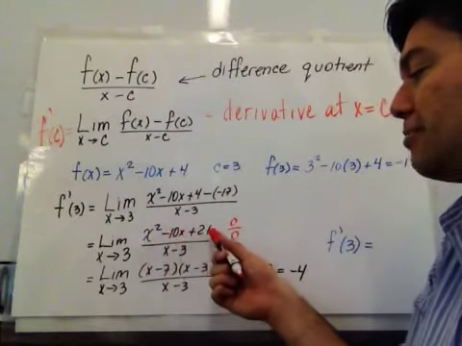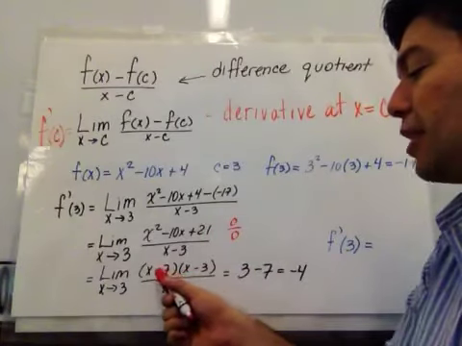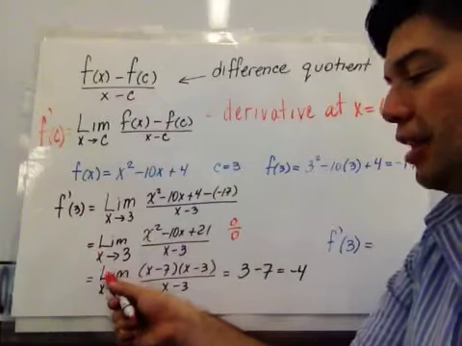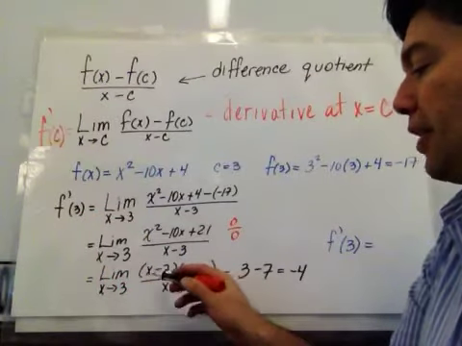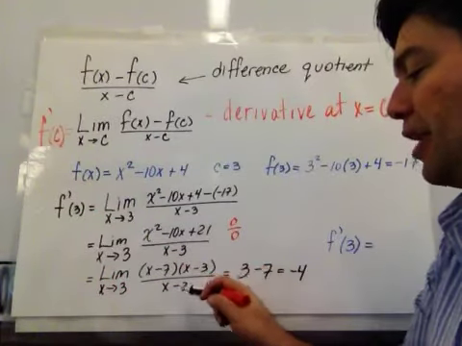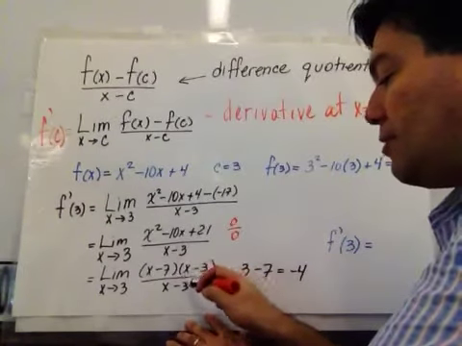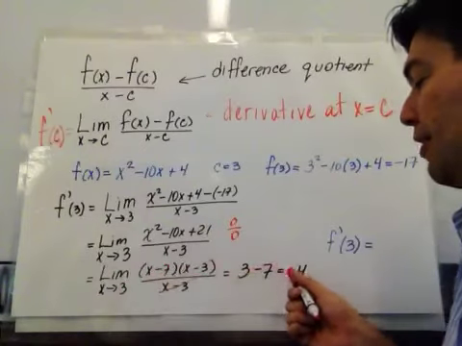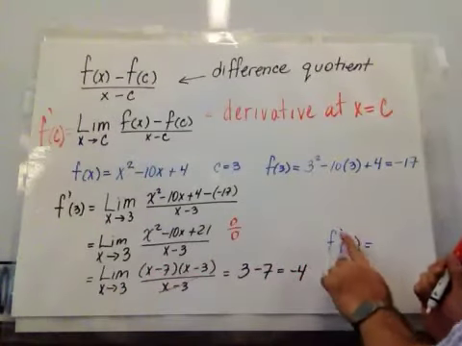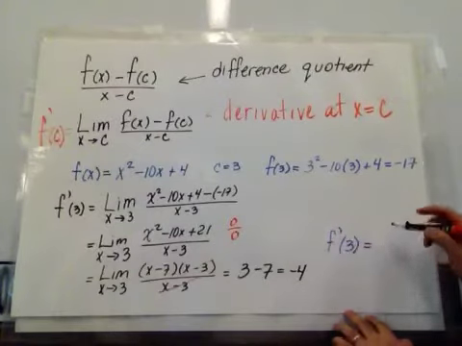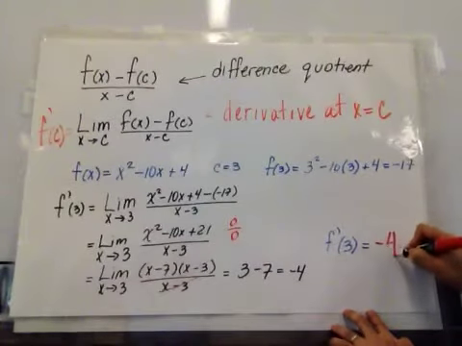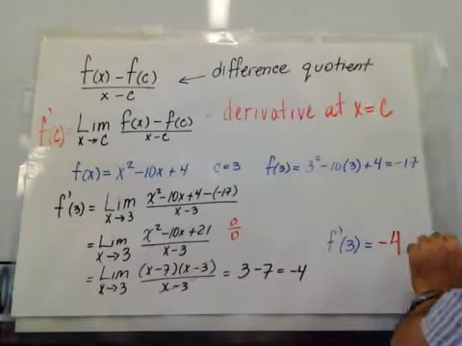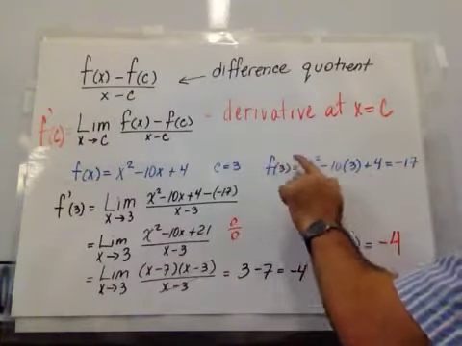x squared minus 10x plus 21 can be factored into x minus 7 times x minus 3. So we have that the derivative at 3 is the limit as x approaches 3 of x minus 7 times x minus 3 over x minus 3. These two, of course, cancel. So we have x minus 7, which I can evaluate. 3 minus 7, that's negative 4. So f prime of 3, the derivative of f at 3, is negative 4. It's very simple. It's just taking one limit. So the derivative is a limit.